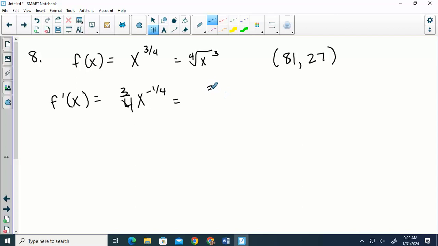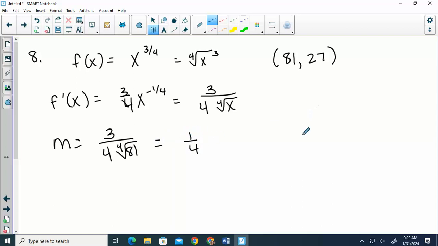Okay, if you need to rewrite it, that's like 3 over 4 and so 4 through the x. To get our actual slope, now we plug in our 81. 4th root of 81 is 3, so we get 1/4. So now you write your equation, y equals mx plus b.